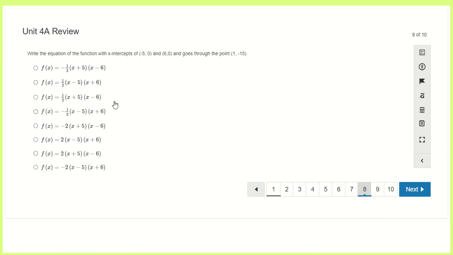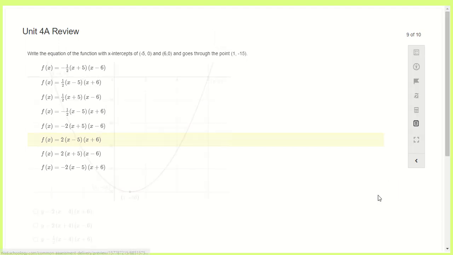This next question is you looking at the intercepts and the point and writing the equation using those x-intercepts, which one matches that P and Q, and which one matches the A value that is calculated when you plug in this x and y value. So please don't guess on this one, actually pause and take the time to calculate.